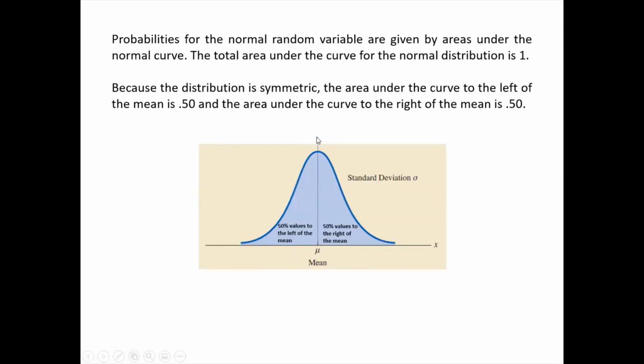So what we actually say is, if mu, that is the mean, is the midpoint, and if it is symmetrical, that means we have 50% of the observations on the left hand side of the mean, and 50% of the observations on the right hand side of the mean. So this is important. Just remember this: we have 50% on the left and 50% on the right.